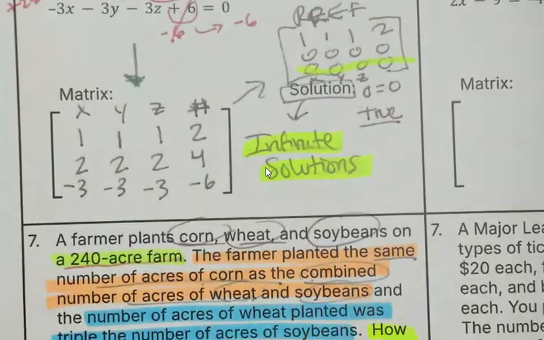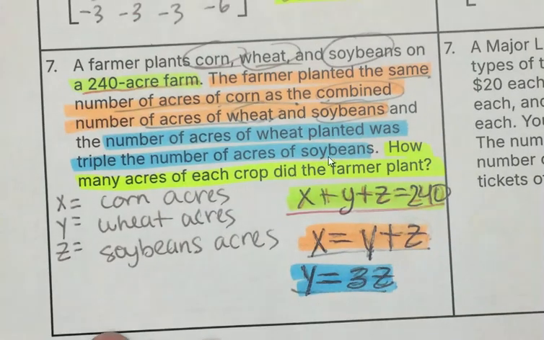Last problem in the review is a word problem. So that's the last topic we did in class. You read the scenario, you look for the question. What is the question asking? Identify the 3 things that the question is asking you to find. So how many acres of each crop did the farmer plant? If you go back to the beginning of this problem, it says that there's corn, wheat, and soybeans planted. So those are the X, Y, Z.